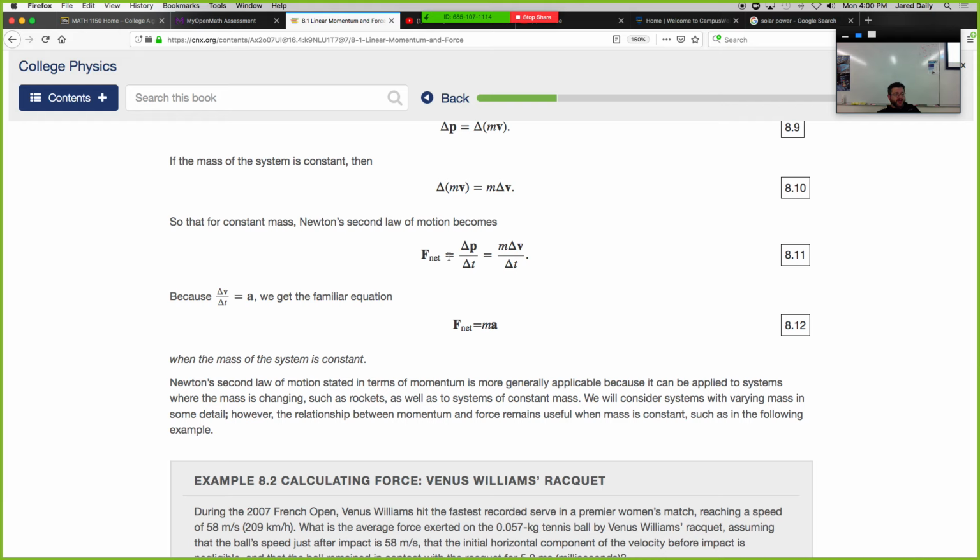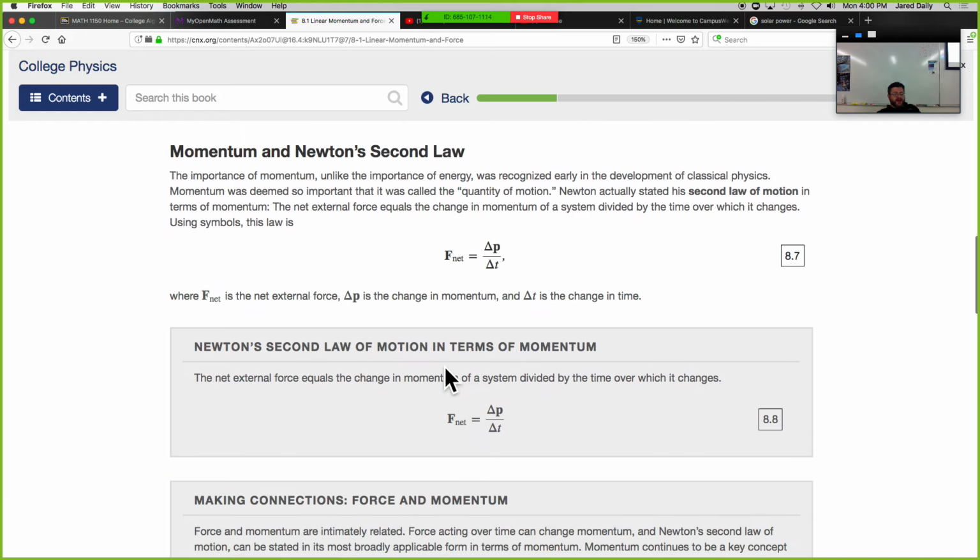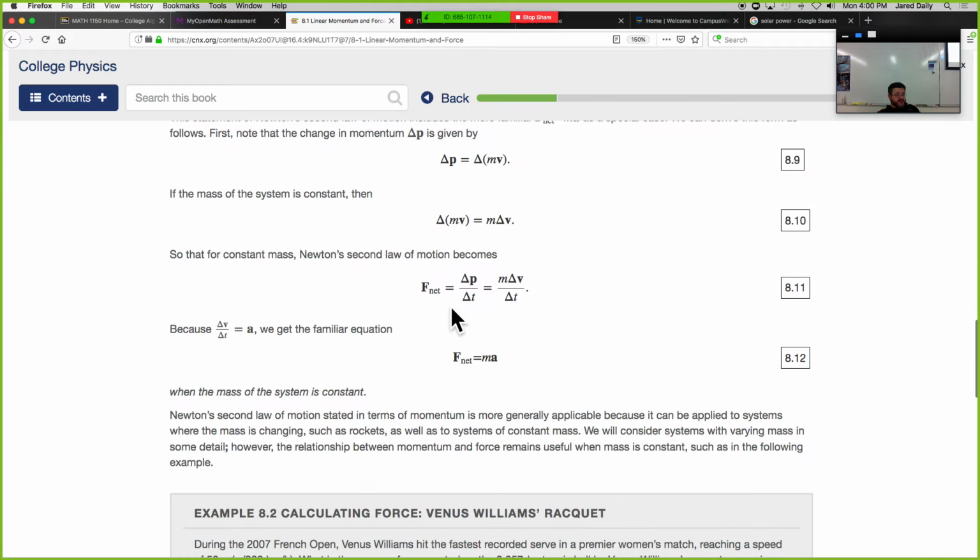And then we have this equation, which is actually right here. Net force equals change in momentum over change in time. Now remember, this can also equal mass times acceleration. So I like to write net force equals change in momentum over change in time equals mass times acceleration, because you can use all three of those together.